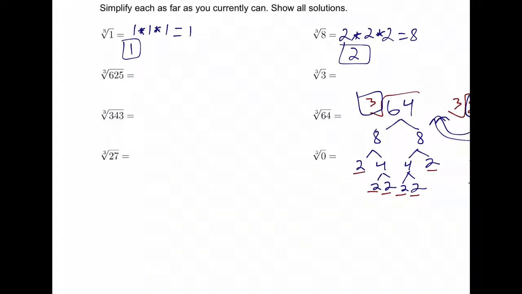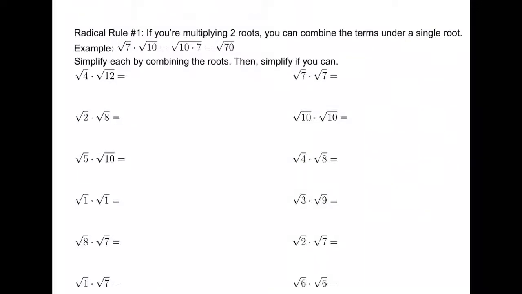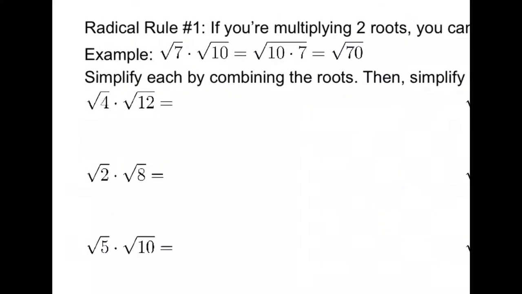Try a few more of these. So on to the back. Radical rule number 1: if you're multiplying two roots, you can combine the terms under a single root. For example, the square root of 7 times the square root of 10 is equal to the square root of 10 times 7, or the square root of 70.